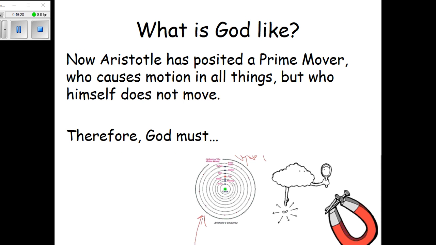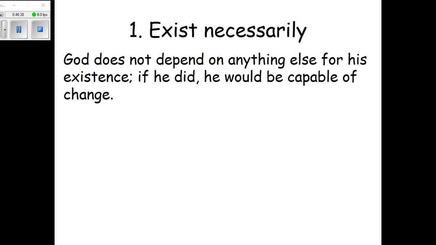So, last thing we look at, what is this prime mover like? Now Aristotle has posited a prime mover who causes motion in all things, but who himself does not move. That means God is what? Well, number one, exists necessarily. That means God doesn't depend on anything else, and that's because he's not caused by anything else. God has a necessary existence.